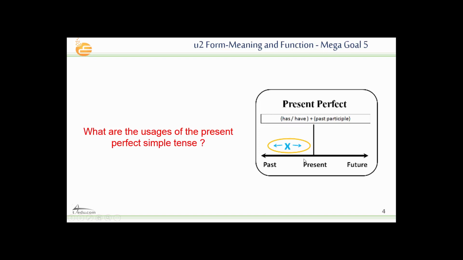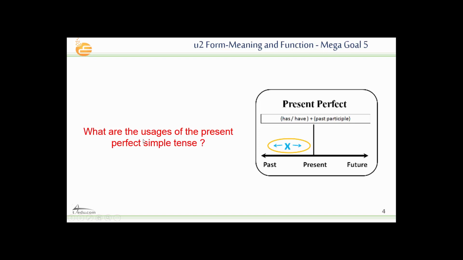If we have a look at the timeline here, we find that we have the past as usual, present and future. The timeline for the present perfect takes all this area here. It means something happened or started in the past, and we don't know when, in which time in the past. Sometimes it takes place in the present, and sometimes it continues to the future. So these are the usages for the present perfect simple.